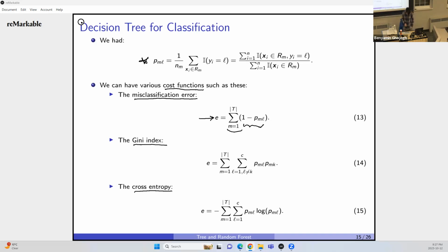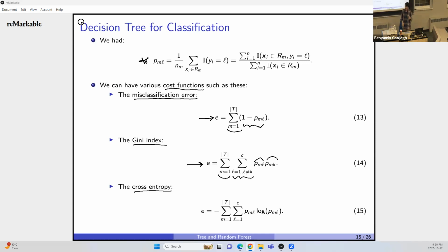Another one is called Gini index, defined as this: PML times PMK. Then I have summation over the regions. Also, I have summation over the class labels, where L goes from 1 to C, but L is not equal to K. What is it saying? It has an interesting insight. When PML increases for some class, it decreases for some other class, right? So increasing PML for one of the classes is good, but at the same time, it decreases PML for the other class, which is bad. So there is a trade-off.